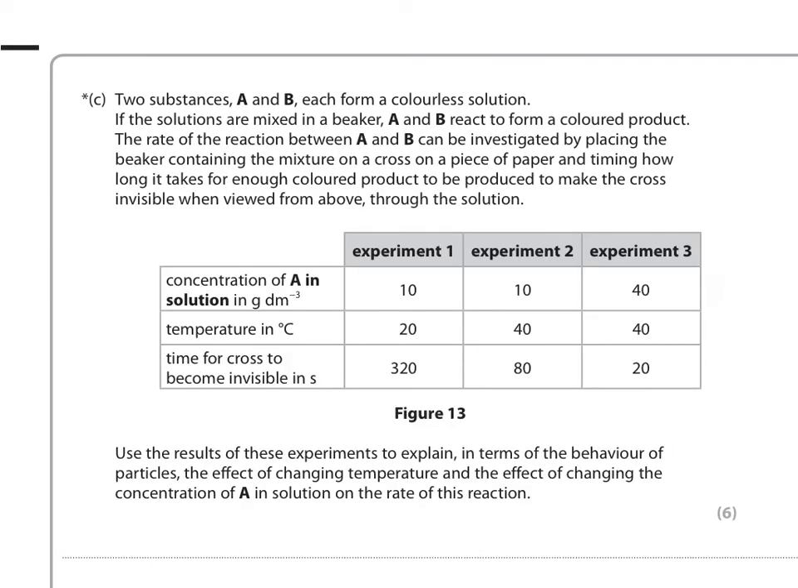Right, part C was the first of the 6-mark questions in this paper. It says, 2 substances A and B each form a colourless solution.